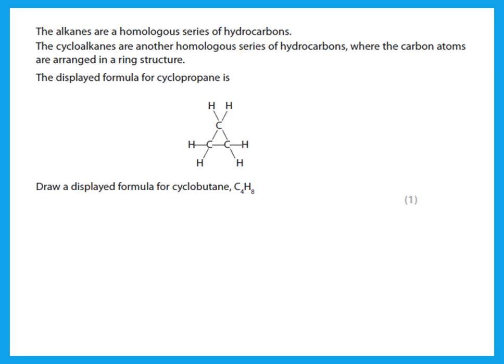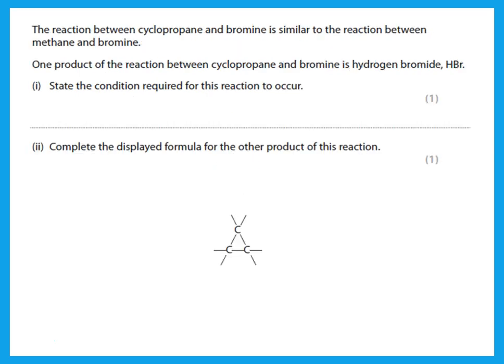Okay, this is another question where we have cyclopropane. Can you see the cyclic compound? We said when we draw cyclic, this is how we draw it. Each carbon still has to have a total of 4 bonds. So he's saying this is the displayed formula for cyclopropane. Draw a displayed formula for cyclobutane. What do you think the cyclobutane would look like? We said this is how a cyclo compound looks like.